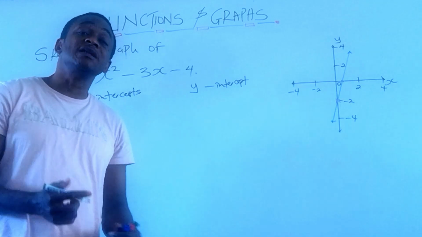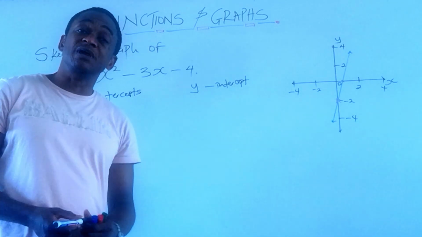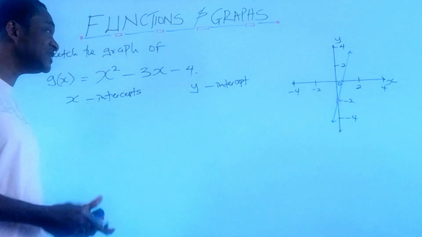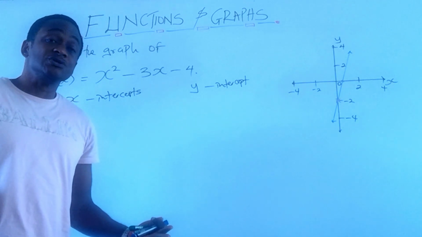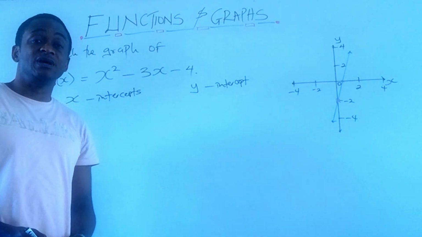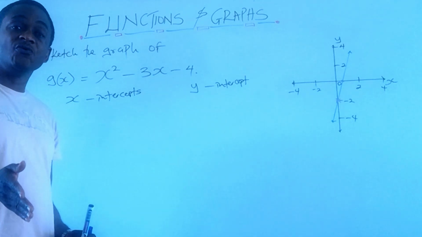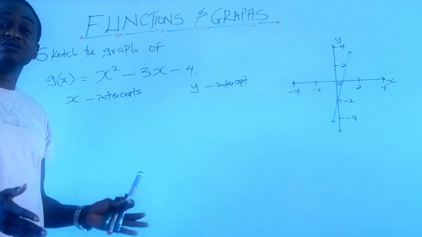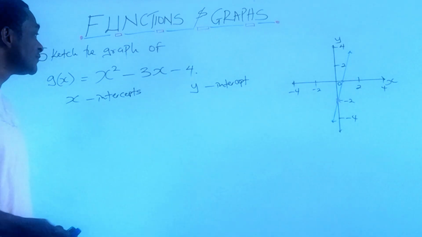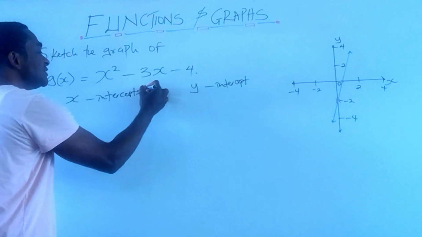You also have to understand how to solve trinomials. Factorization makes it easier, or you can also decide to use the quadratic formula, which is a little bit complex, but that works perfectly well for expressions that cannot be easily factorized. So how do we get our x-intercept?